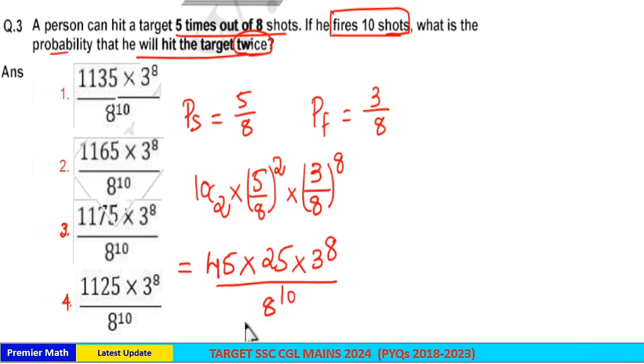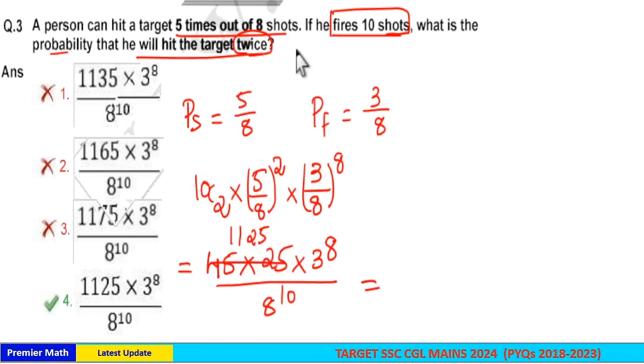So 8 raised to 2 plus 8 is 8 raised to 10. A raised to m into a raised to n is equal to a raised to m plus n. Now 45 into 25 means 5 5s are 25, 5 into 2, 10 plus 20, 30, 30 plus 2, 32, remaining 3, 4 into 2, 8, 8 plus 3, 11. So 45 into 25 is equal to 1125. Option 4 is your answer.